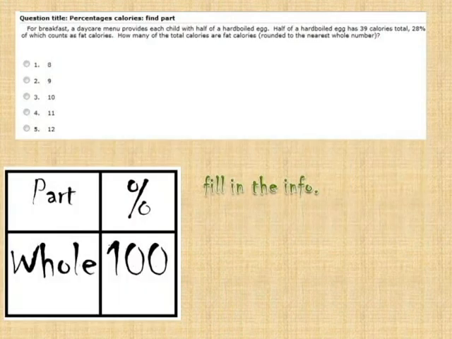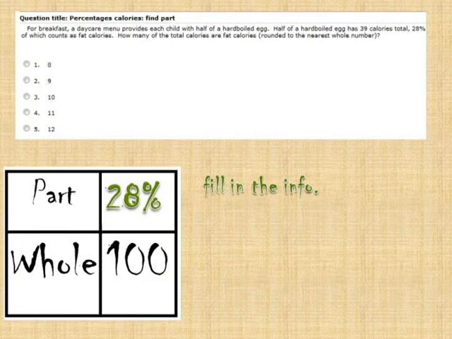You have this word half of a hard-boiled egg. This is actually a distractor. We can get rid of that half. The number 39 comes up and it says 39 calories total, and then 28%. Well, the easiest of these figures to put in is going to be the 28% because we know that all percentages go into that upper right-hand corner. Now let's look at those 39 calories total. Is that going to be the part or the whole?